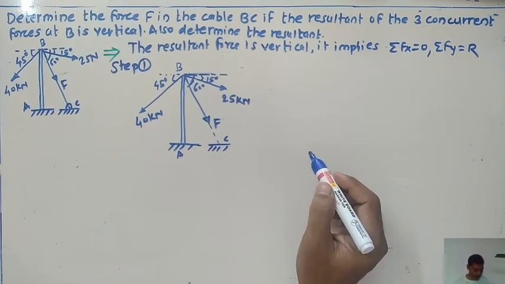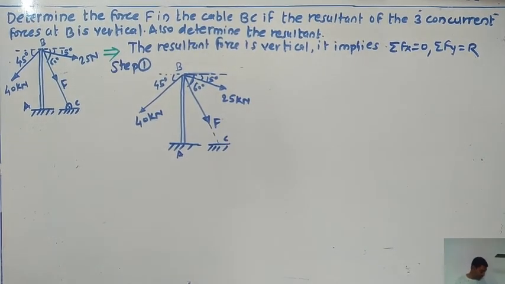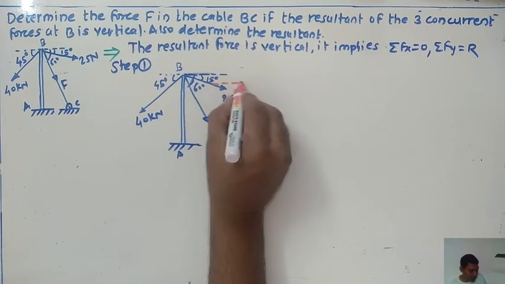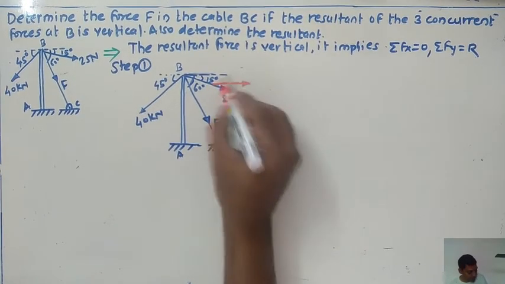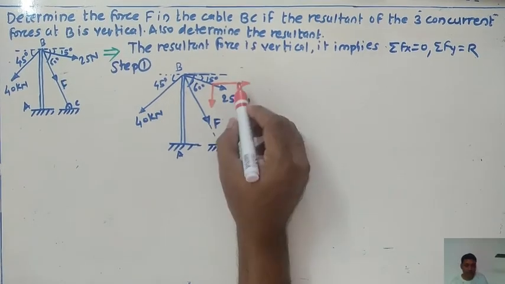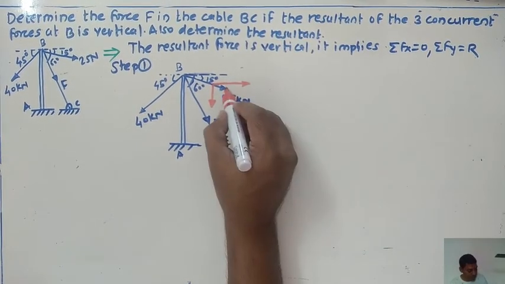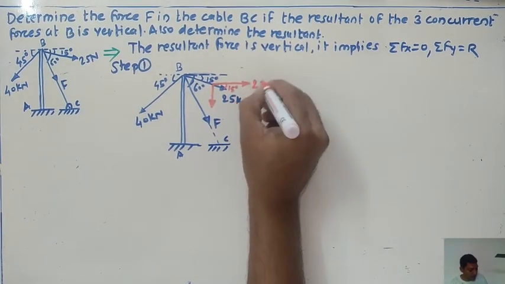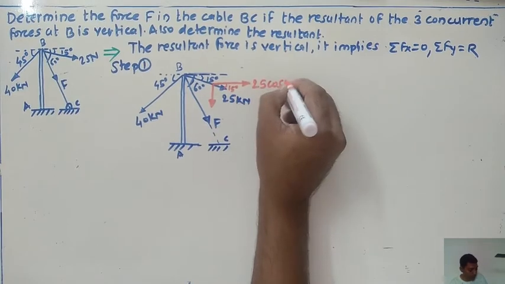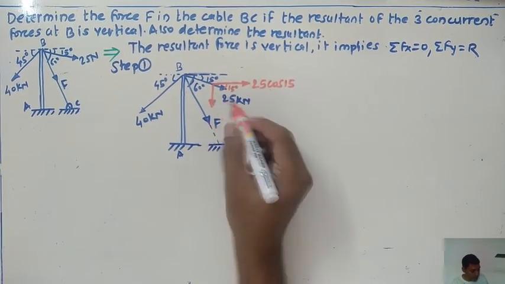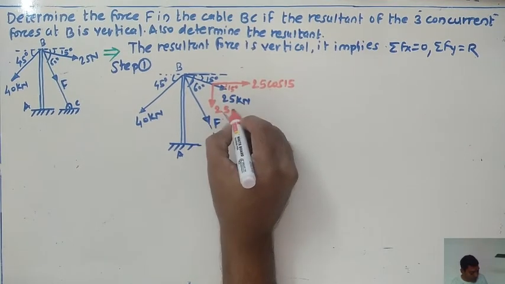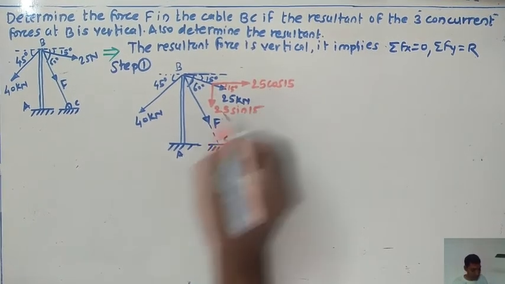For every force, first try to resolve the inclined forces. I'll do the resolution with a different color so that you can easily identify it. Here one force is shown in the horizontal direction. The angle remains as it is, 15 degrees, so the components are 25 cos 15 and 25 sin 15 degrees.